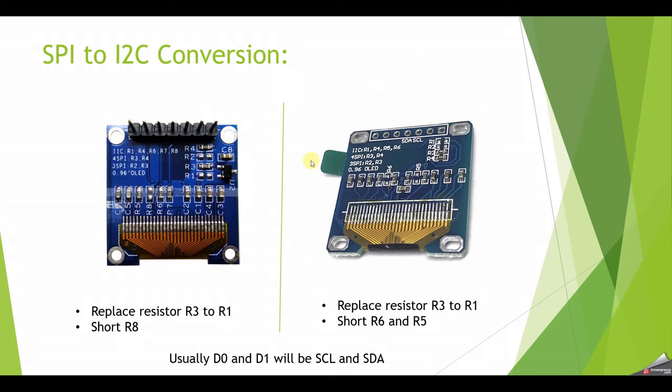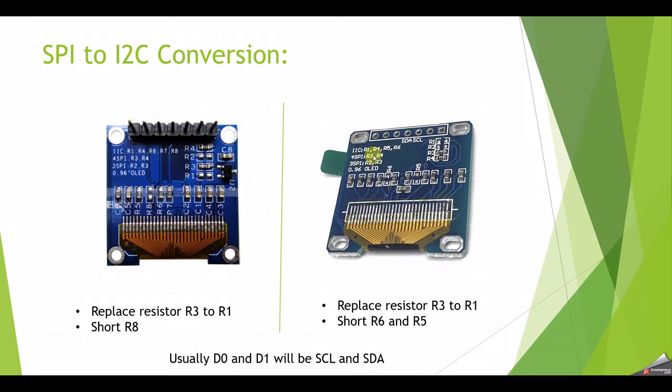There are many different versions of this board available, and these two are the common ones. If your board looks like the left hand side, all you need to do is replace the resistor R3 with R1. You need to remove R3 and then place it onto R1. Then you need to short R8, and R6 and R7 are already soldered, so you don't need to do anything. By default it will be in SPI configuration, and if you want to do an I2C conversion, you need to modify that.